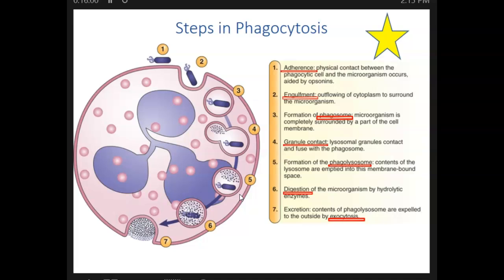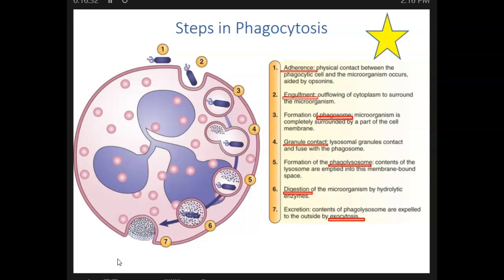So here are the steps in phagocytosis. The first one is adherence. That means there's physical contact between the phagocytic cell and the microorganism. Then engulfment, where there's an outflowing of cytoplasm to surround the microorganism. Formation of the phagosome, where the microorganism is completely surrounded by part of the cell membrane. And then there's granule contact. So lysosomal granules contact and fuse with the phagosomes.